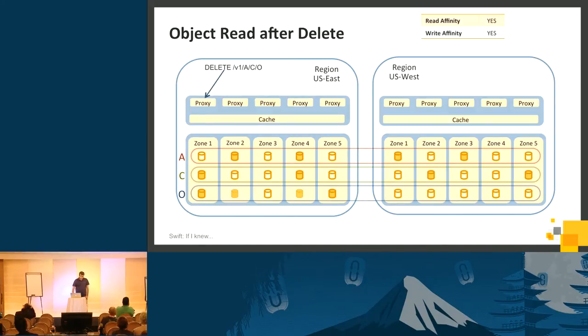Now let's do the delete. We send the request to the proxy node. We write tombstones to all four primary locations. Delete does not obey write affinity, so it will write the four primary locations, two local and two remote. So it'll write the tombstones for those four primary locations.